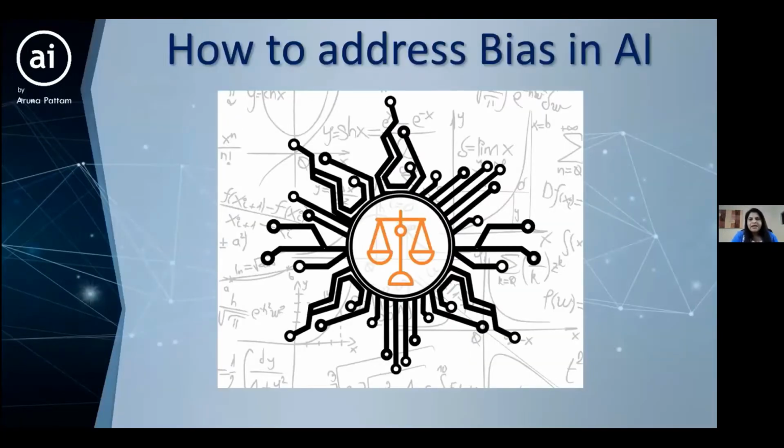So how do we address bias in AI? Yes, there is bias. We know that we don't want bias creeping into the AI systems, but what do we do? How do we address the bias?